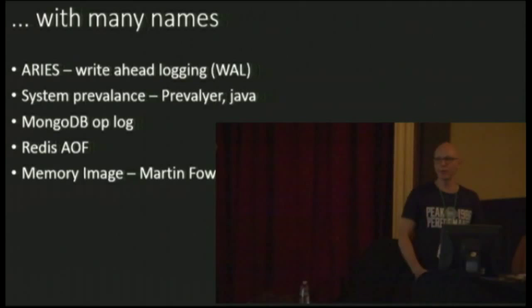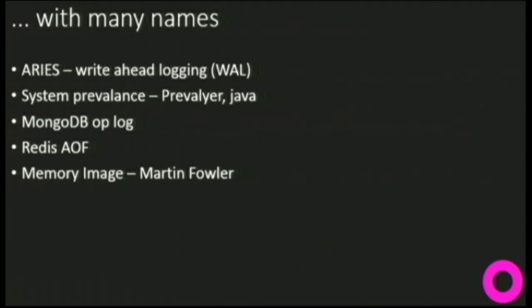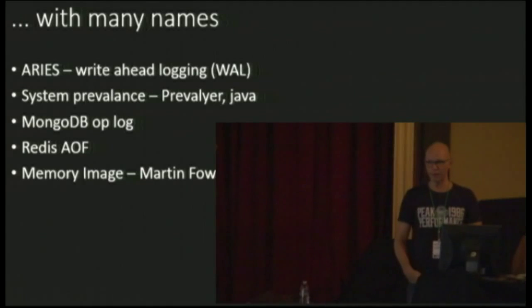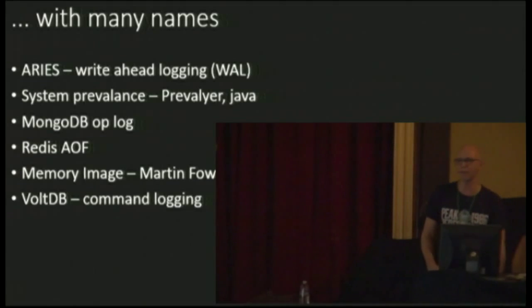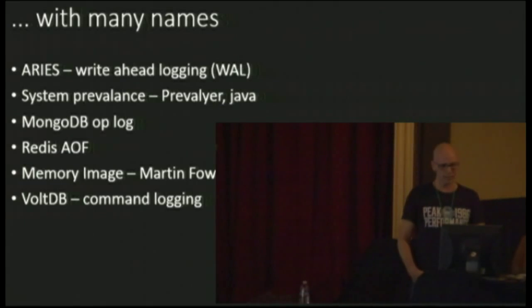All right. Memory image. If you follow Martin Fowler, he has a blog post about the memory image pattern, but no references to any use. He just describes the pattern, and he gives it the name, memory image. All right. VoltDB, anyone try that? It's a relational database that's rebuilt from scratch, and all the data is in memory, and it just uses command logging. So it logs the operations in a transaction log and never writes data to disk. I think you can do snapshots too.